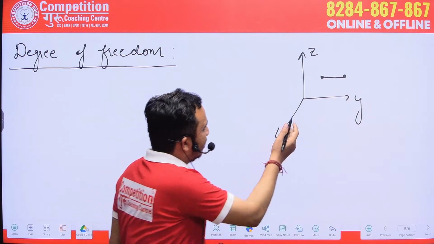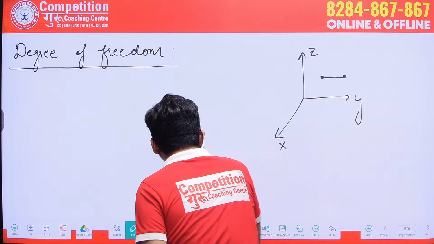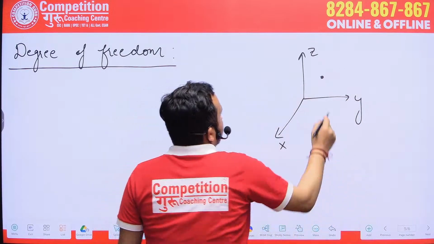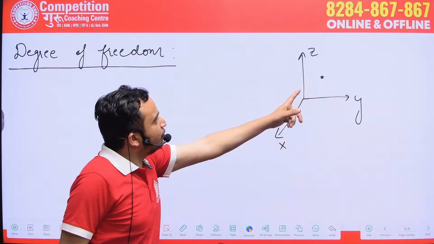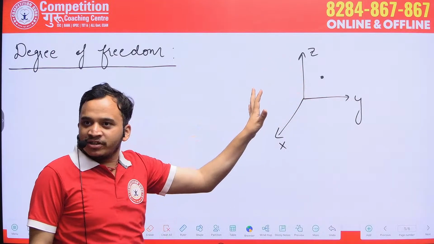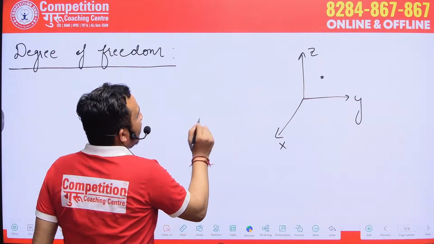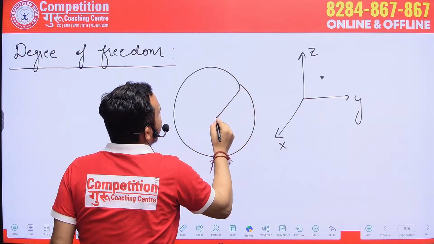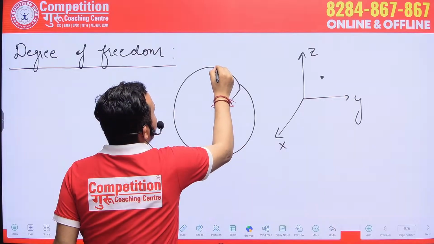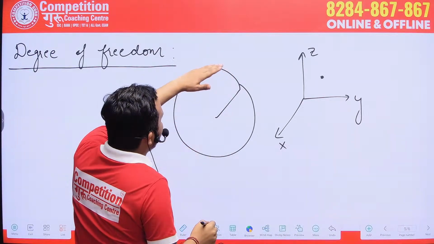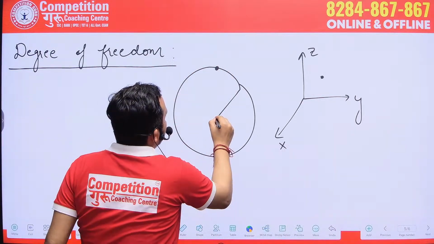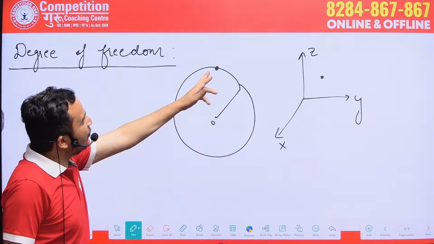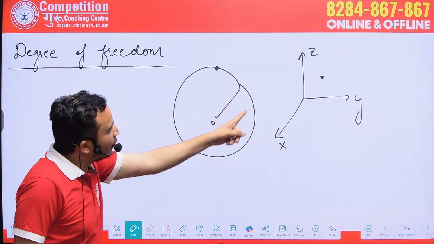Okay, so let's take another example. If I have one particle, let's take a much easier example. This particle is free to move in any direction. But what happens if one particle is moving along a circular wire, and here is a bead. This bead can slide only in this circular path.